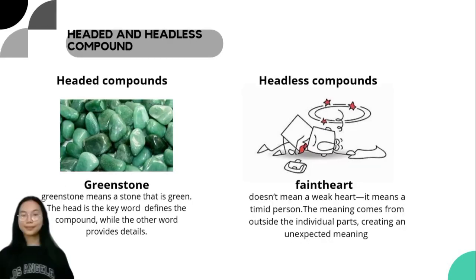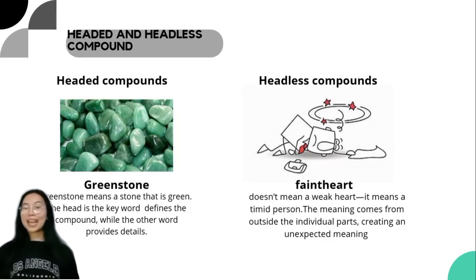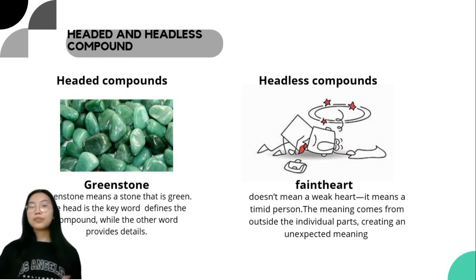Headed compounds and headless compounds. Headed compounds, or endocentric compounds, are word combinations where one part, called the head or center, gives the main meaning of the word. The other parts add extra information, like description. For example, in blackboard, black is an adjective that describes the color, board is a noun, and the head of the compound, because it tells us the main meaning, is a type of board.